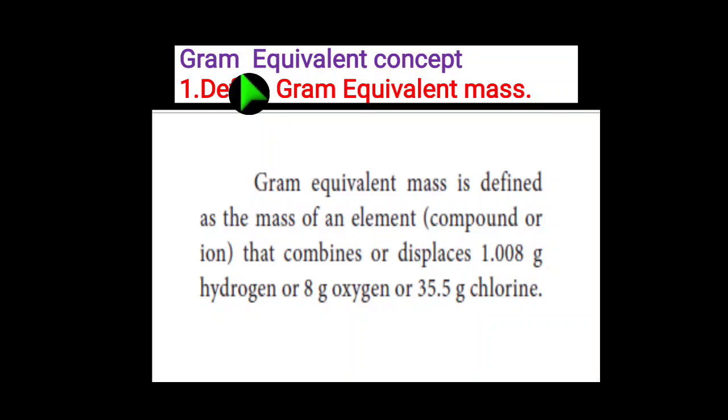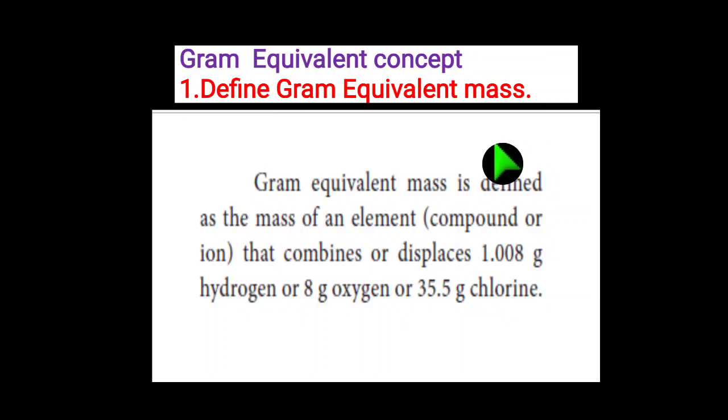Now we are going to see the topic: gram equivalent concept. In the last class we have seen the mole concept. Mole concept requires a balanced chemical reaction to find out the amount of reactants involved in the chemical reaction, while gram equivalent concept does not require the same.